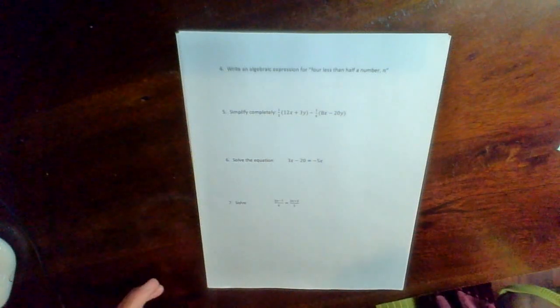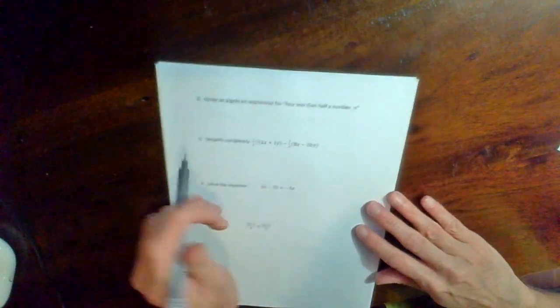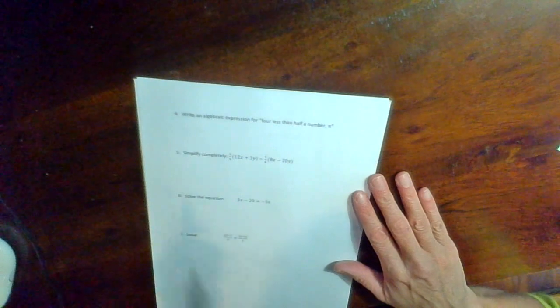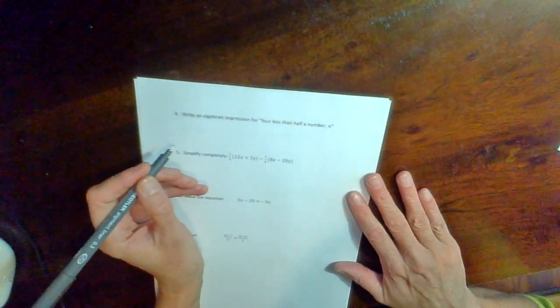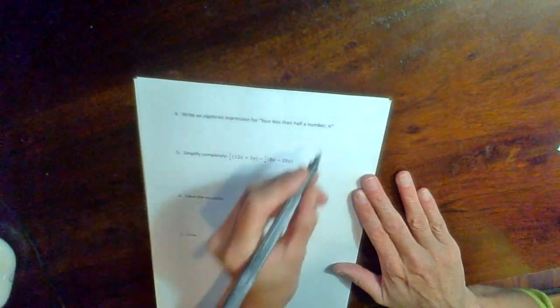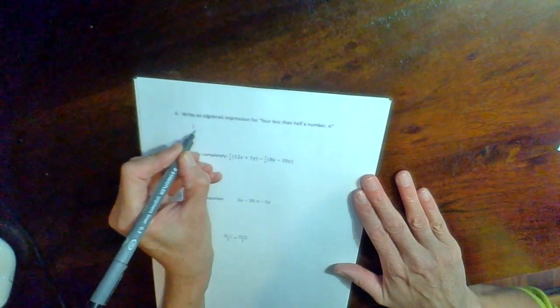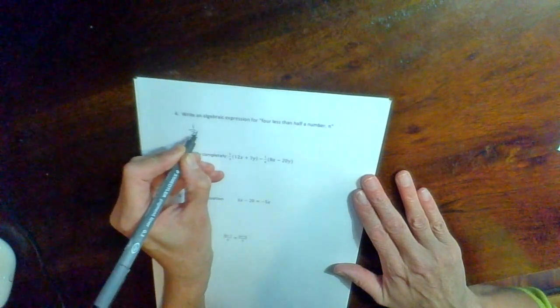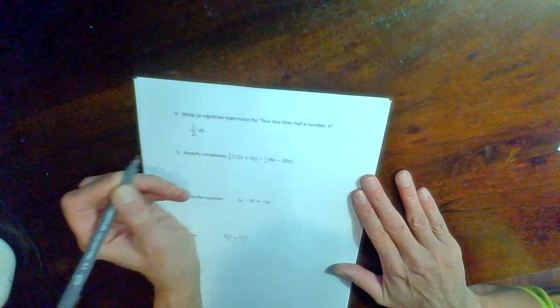Okay, solving equations quiz, page 2. Number 4, write an algebraic expression for 4 less than half a number n. So half a number n is half a number n, half an n.